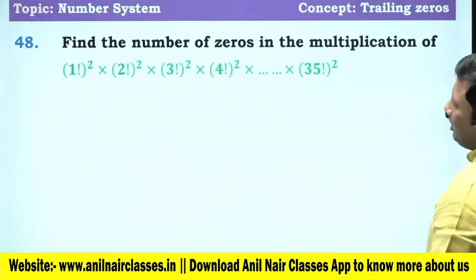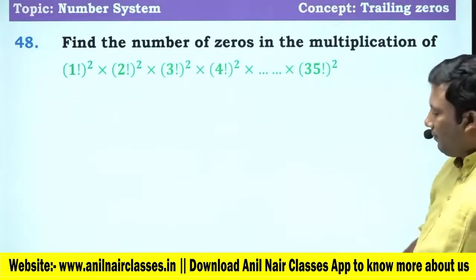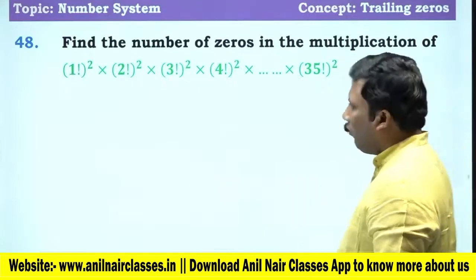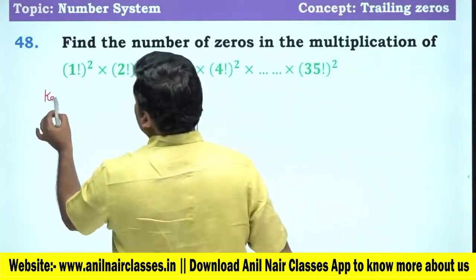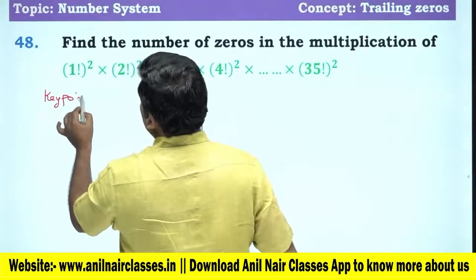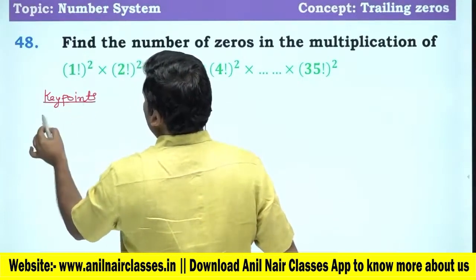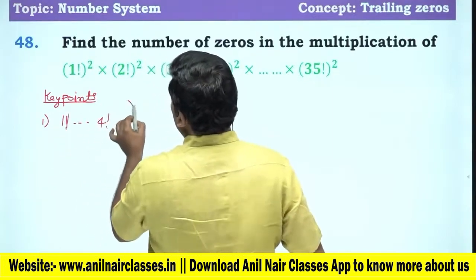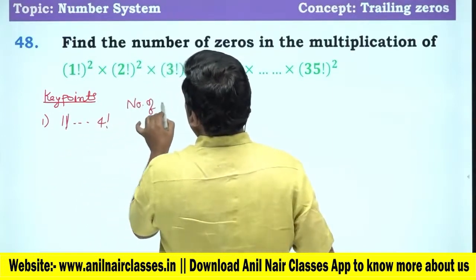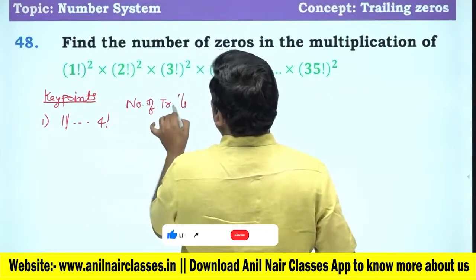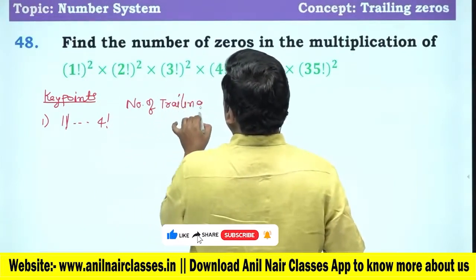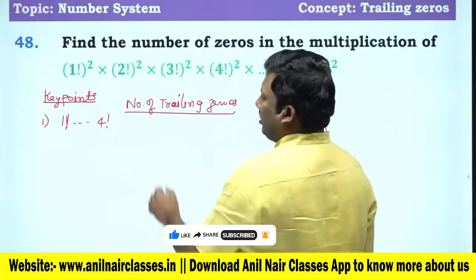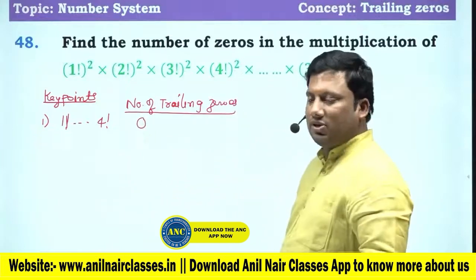Next one, another question. This is also a level 3 question, sir. Already we discussed it. Let me write down that key point. What are the key points that we discussed in session number 1? 1 factorial till 4 factorial: number of trailing zeros. There will be no 5s, so the number of trailing zeros will be 0.